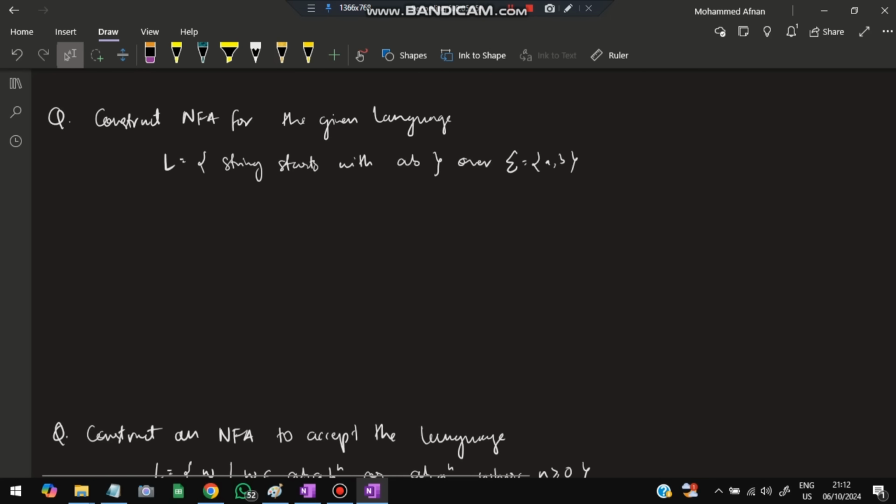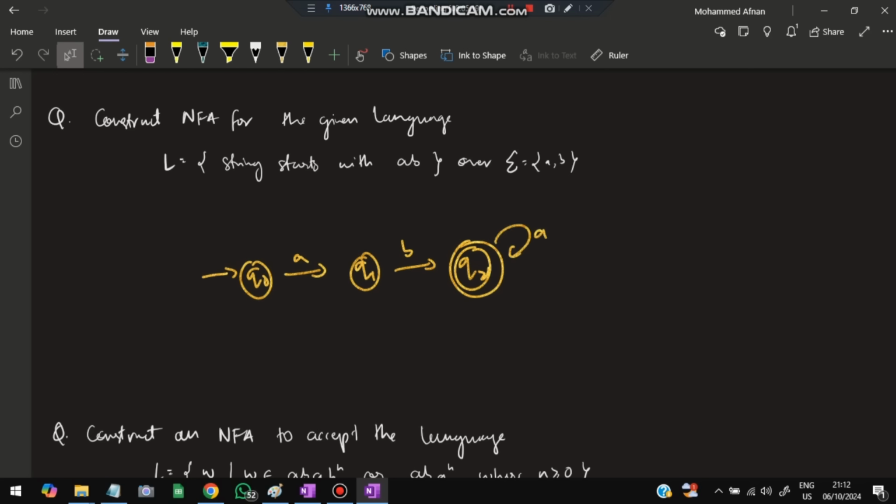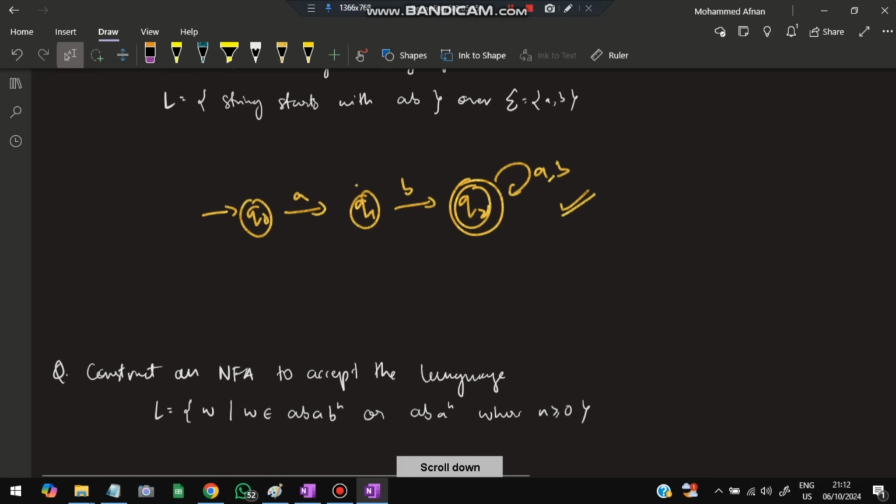Consider an NFA for the given language: string starts with AB. Simple. What will be the least string? Obviously, it will be AB only. Final state AB. Now I can define or not define, it's my wish. So here I'm not defining. Starts with A, B can be here, and you can define or not define, it's your wish. Suppose that we came here on A, and again A came, it will not be starting with AB. So if again A comes, it will be an invalid one. So in that case, we can consider the A again to come here, but we can skip it also because it is an NFA. So this much is the NFA.